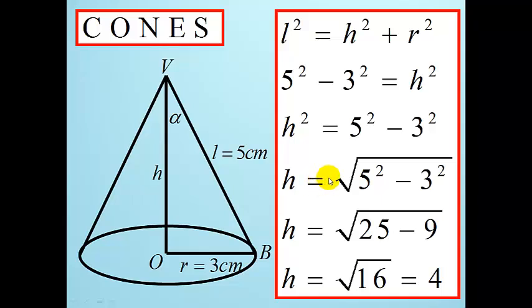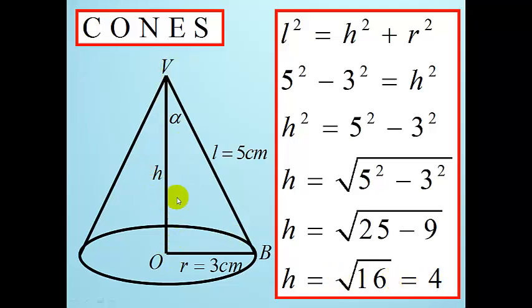So taking the square root of the right hand side, we have the square root of 5 squared minus 3 squared. And h is equal to the square root of 5 squared, which is 25, minus 3 squared, which is 9. Now 25 minus 9 is equal to 16. It means that h is equal to the square root of 16. And when you take the square root of 16, the answer is 4. That means that the height of the cone is equal to 4.